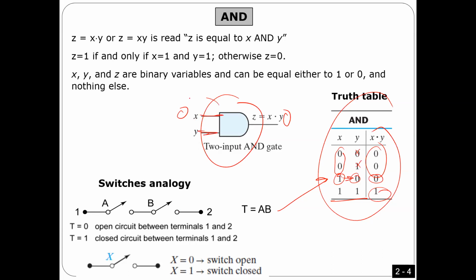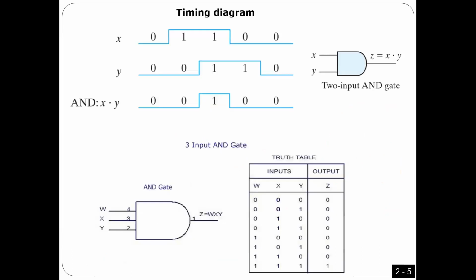When we have two inputs, we can also have another AND gate with 3 inputs, 4 inputs, 5 inputs. You can design it this way. For example, here I give you an example: an AND gate with 3 inputs. Because we have 3 inputs, how many possible cases can we have? 2 to the power of 3, which is 8. So you can see here we have 8 cases. How can you generate them?